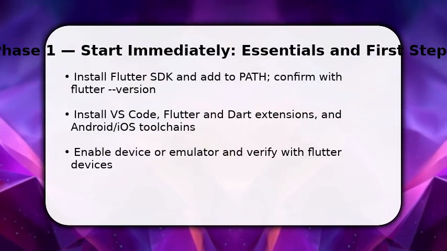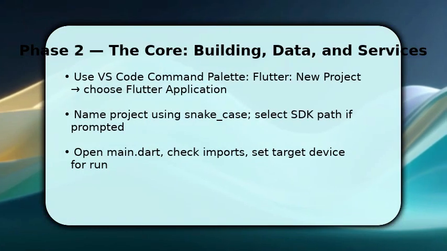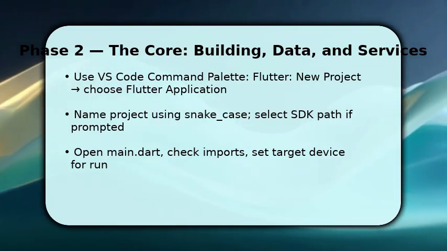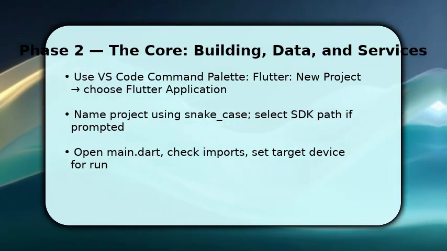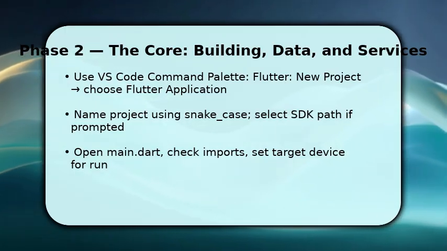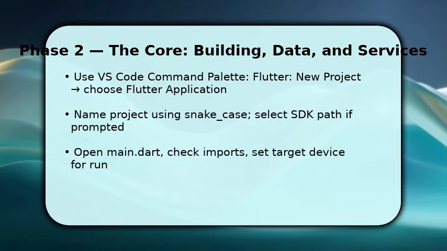You now create and configure the project inside VS Code. Open the command palette and select Flutter: New Project, then choose Flutter application and enter a concise snake case name. When prompted, point to your Flutter SDK if VS Code doesn't auto-detect it.